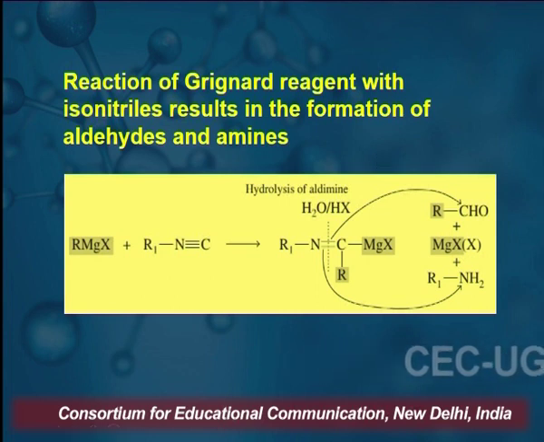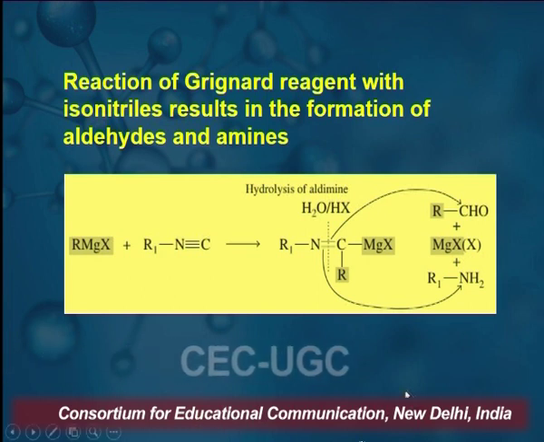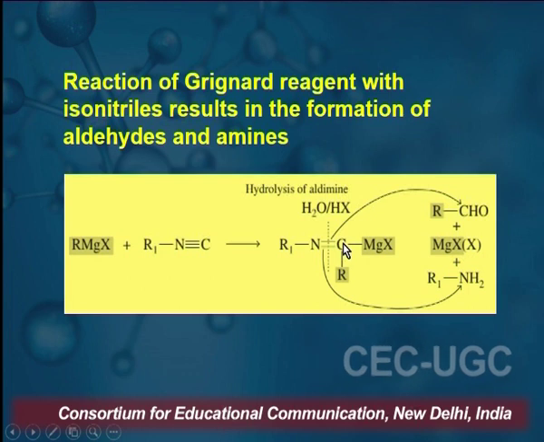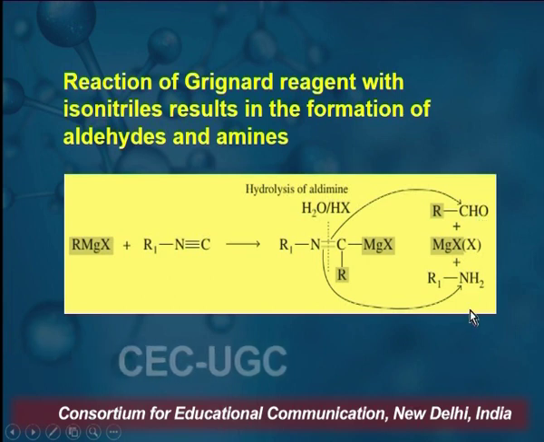And then next is the reaction of Grignard reagent with isonitrile, which results in the formation of aldehydes and amines. This is a typical reaction where the isonitrile provides this imine complex, and this on hydrolysis results in the formation of a molecule of aldehyde and a molecule of an amine.